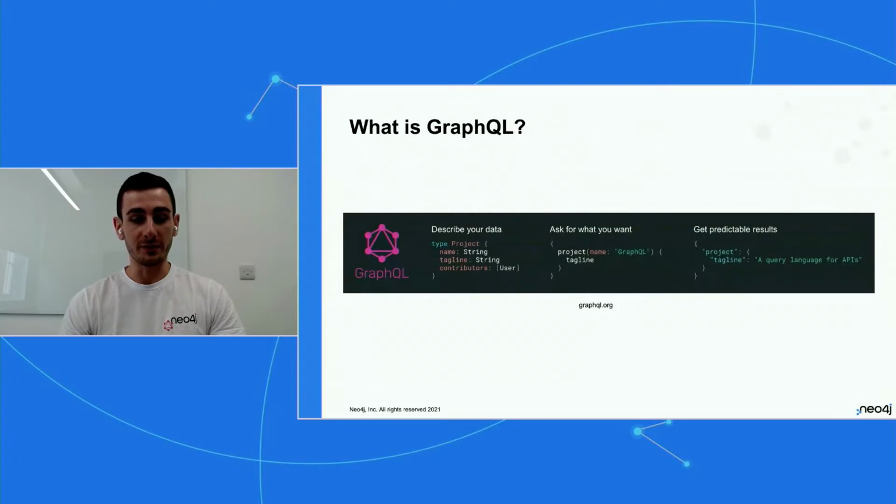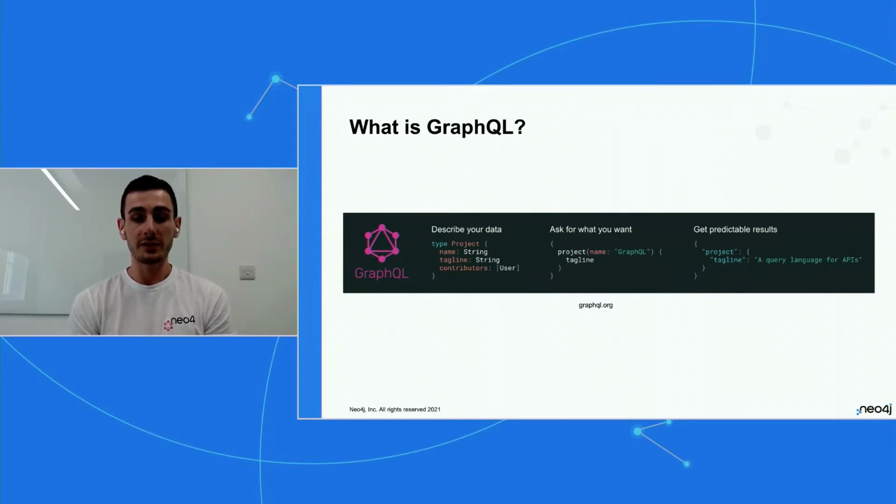So what is GraphQL? GraphQL is both a language for defining and querying your data, and it's also a server runtime to parse that language and produce meaningful results from it. On the left, you can see you describe your data. We have here a type project, and inside it, there are a number of fields. GraphQL is a strongly typed language, so you'll see the name and tagline there have a type string, and contributors is a list of users, and user will be another type elsewhere in your schema.